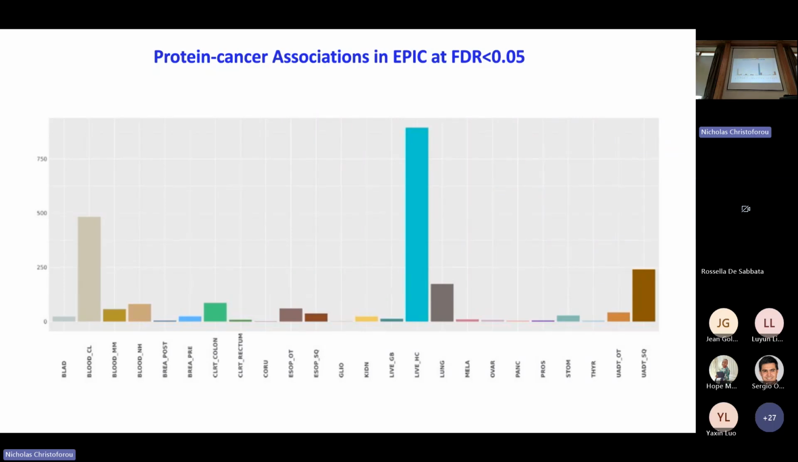By far the cancer with the greatest number of hits was liver cancer, so hepatocellular carcinoma, which had almost 900 significant protein associations. But also some of the other cancers, particularly blood cancers, so CLL, multiple myeloma, and some of the upper airway digestive tract cancers, also had a large number of hits. But you can also see that for some cancers we detected very few associations. For example, for prostate cancer, ovarian cancer, and postmenopausal breast cancer, we generally saw fewer than 10 significant protein cancer associations.